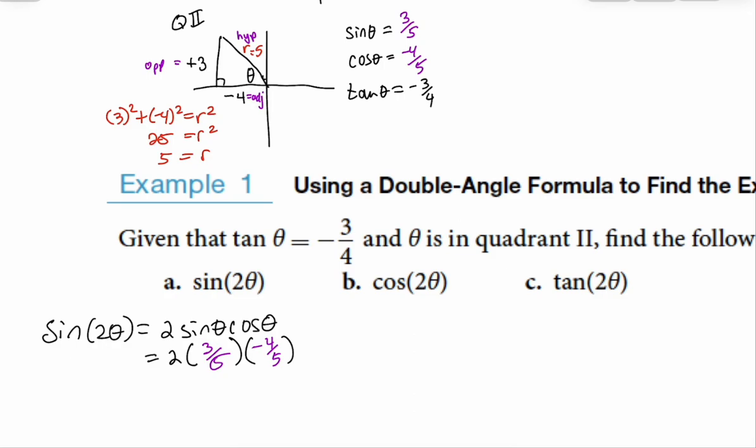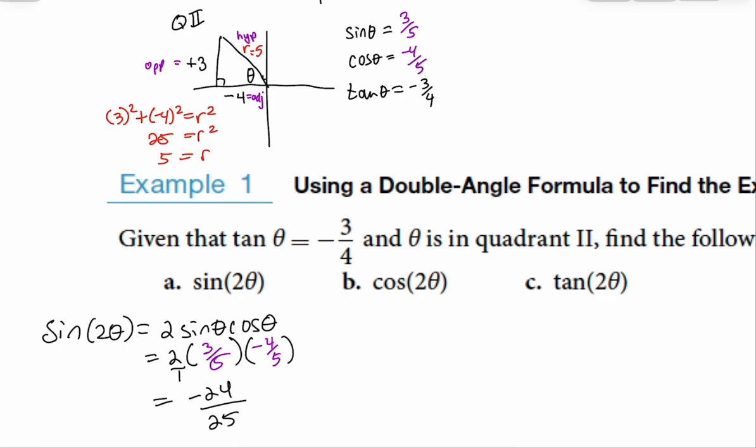To multiply fractions, any whole numbers, put them over 1. Multiply all of the tops. 2 times 3 is 6, times -4 is -24. 1 times 5 times 5 is 25. You will notice it's a proper fraction that happens to be negative because the top value of 24 is less than the bottom value of 25. That's a really good check that, yeah, we were on the right track. Okay, so that's our first one there.